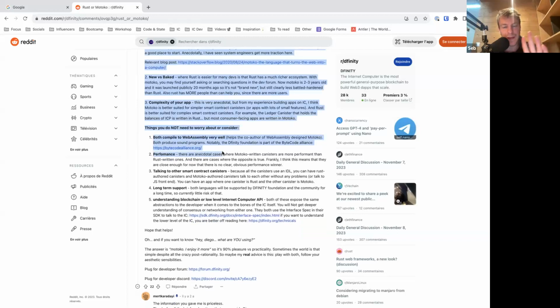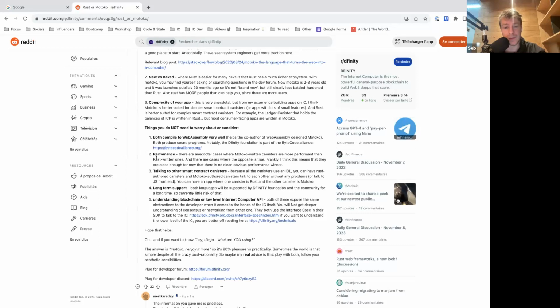He's also saying you do not need to worry. Both languages compile to WebAssembly very well. The co-author of WebAssembly designed Motoko, which is a good point. Performance: there are some cases where Motoko is more performant and some cases where Rust is more performant, and they are very, very close. So there is no winner in terms of performance. Long-term support: both languages are supported by Dfinity and the community for a long time.